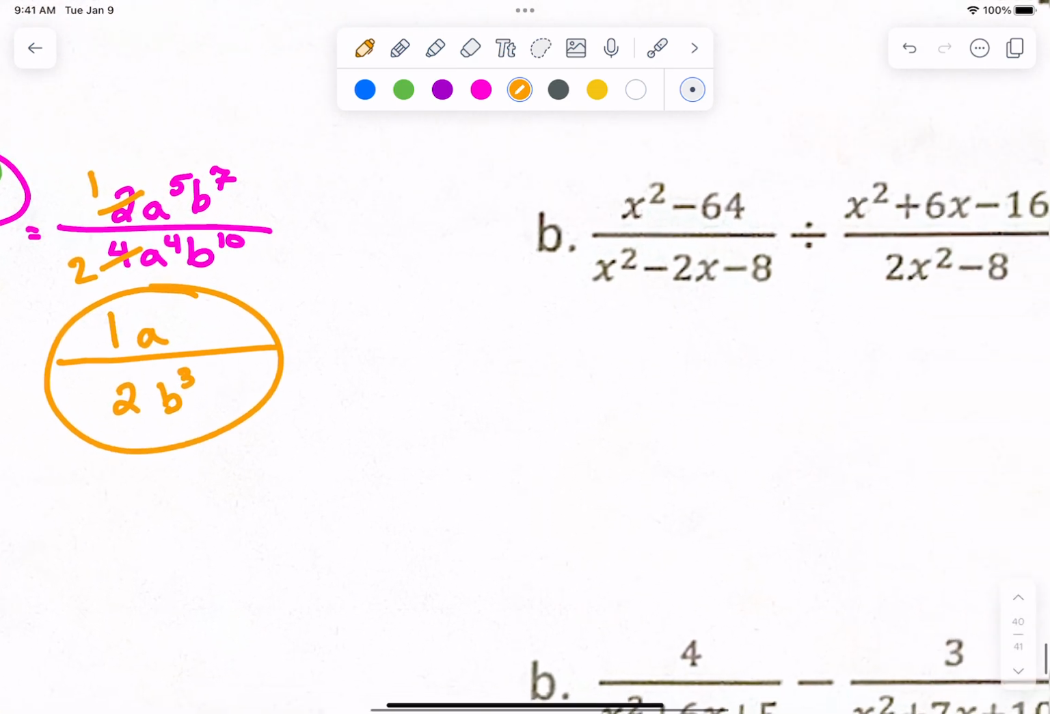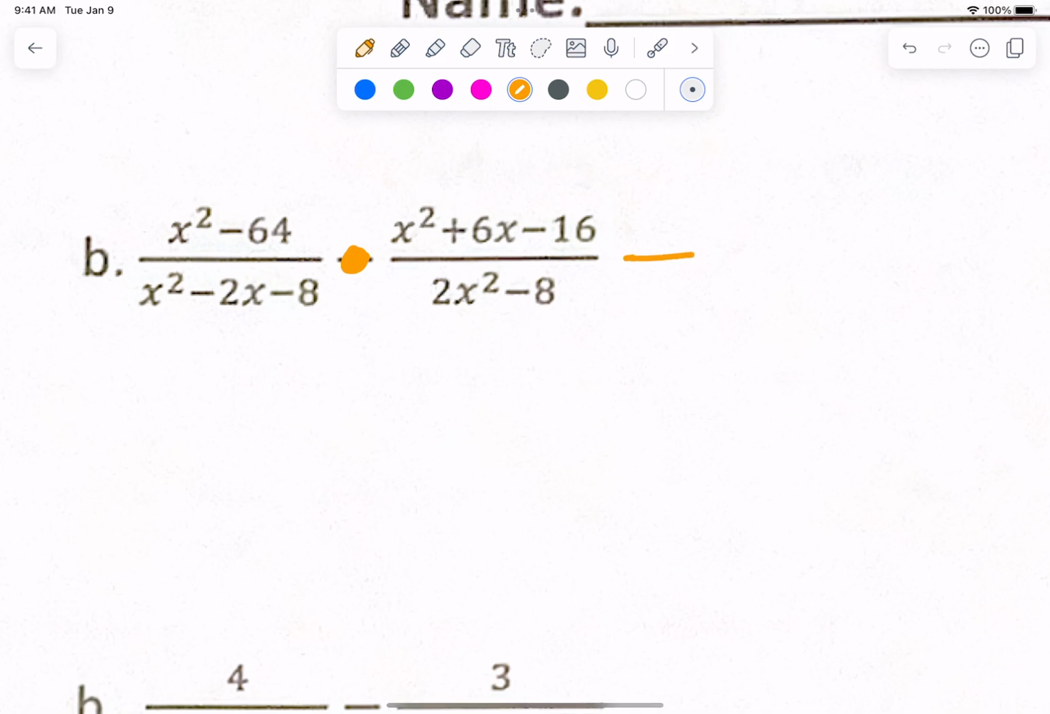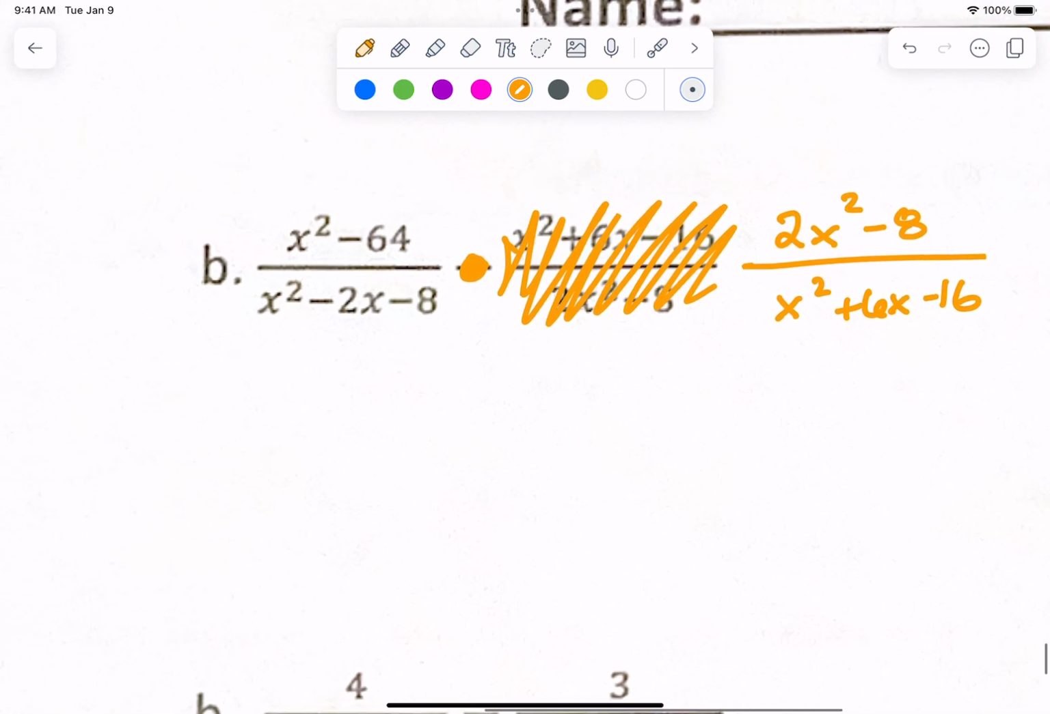Okay, B, we are dividing, so I'm going to multiply by the reciprocal. So I'm going to go x squared, 2x squared minus 8, and I'm going to go x squared plus 6x minus 16. And I'm going to get rid of him. Why did you do that? Because we're dividing, so we keep flip, flip. I'm going to flip him around. I'm just rewriting. Now, these all are going to be factored.